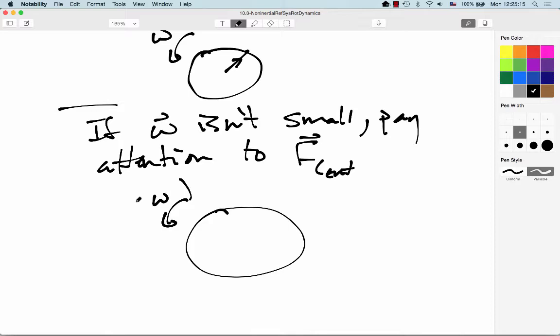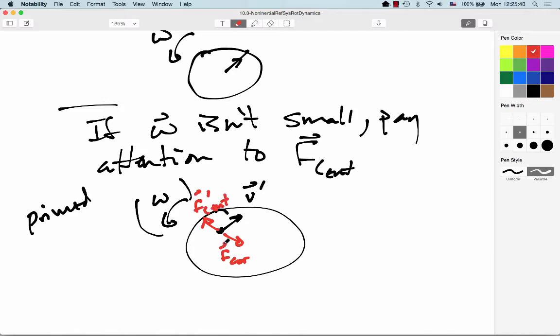So again, in our primed frame, we'll just look at this at a couple different spots. Like say if I'm here and I give it a kick like so, we'll be seeing the Coriolis force pointing like so, and the centrifugal force pointing like so, and we would have to do some calculations.